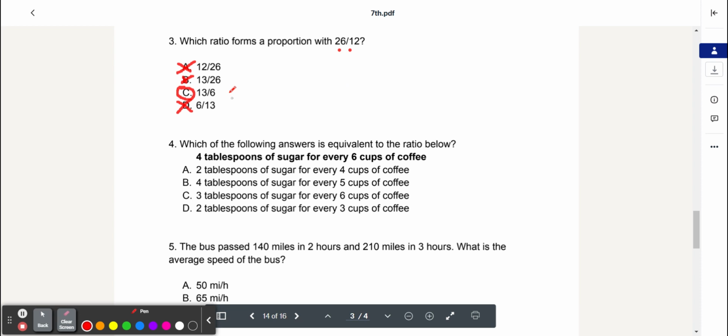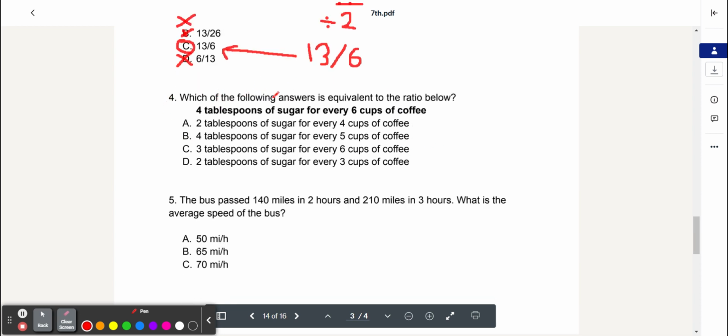But that's just a tip and it won't work in every case. So now I will solve it mathematically. A ratio will form a proportion with another ratio if it's proportional, which means that in this case we should simplify our ratio, 26 over 12. If you notice, both numbers are even, which means they're divisible by 2. So if we divide by 2, 26 divided by 2 is 13, and 12 divided by 2 is 6. And that's the same answer as what we got earlier.